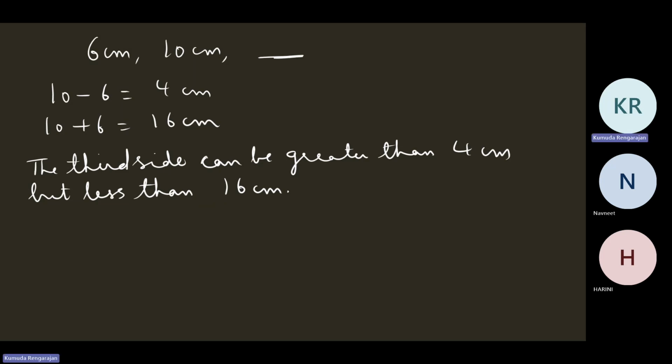Range means you must set a lowest value and a highest value. So these are the boundaries, 4 centimeters and 16 centimeters. These are the borders. Anything between this can be the length of the third line segment. All right? Yes, ma'am.